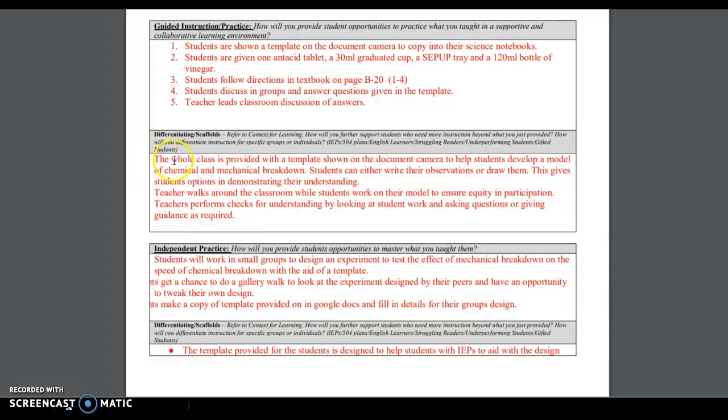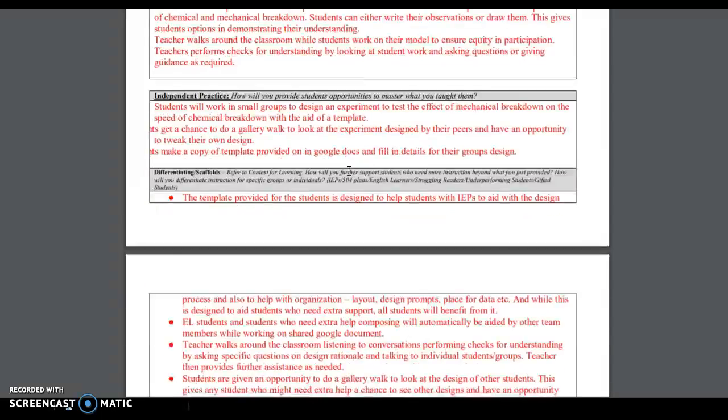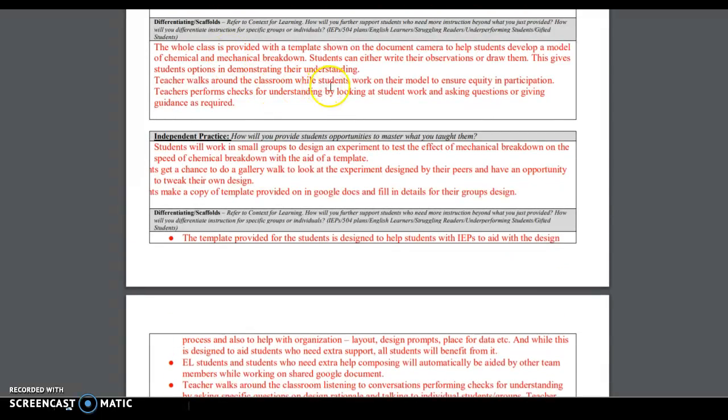And this is the differentiating scaffolds. The whole class is provided with a template shown on the document camera to help students develop a model of chemical and mechanical breakdown. So they have this model up there that students are able to use. Teacher also walks around to support the students.